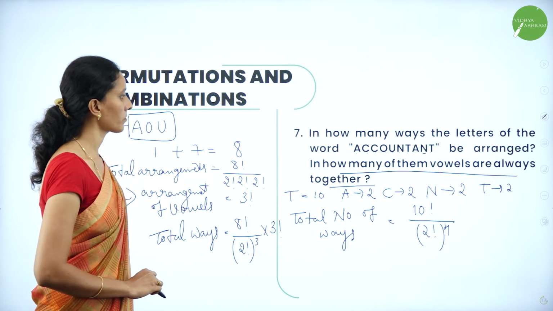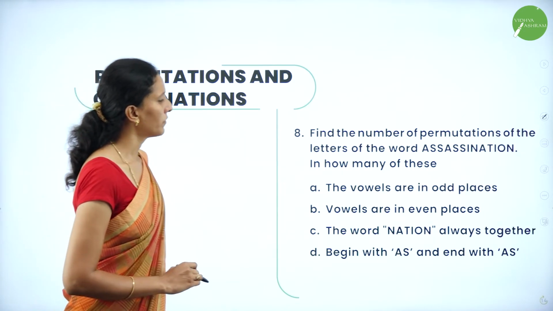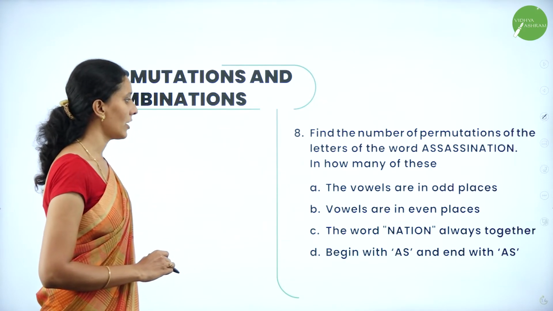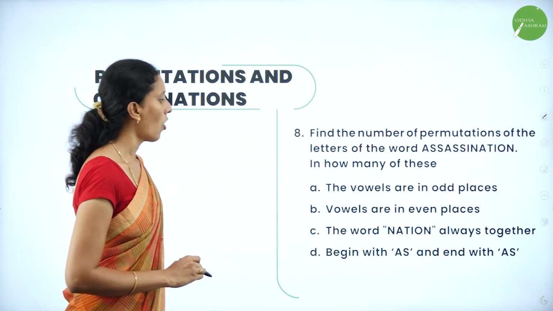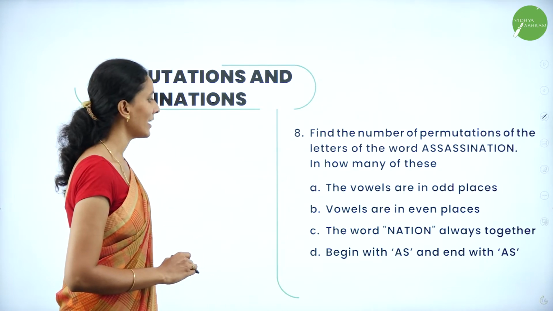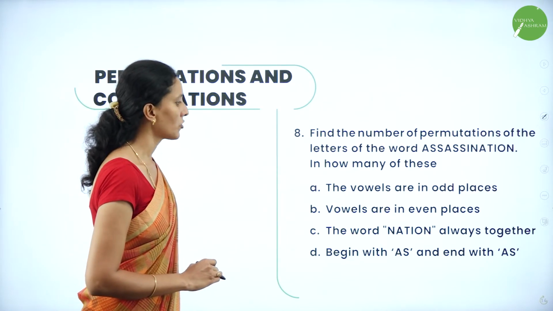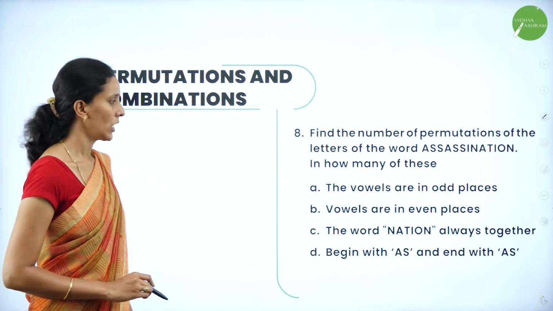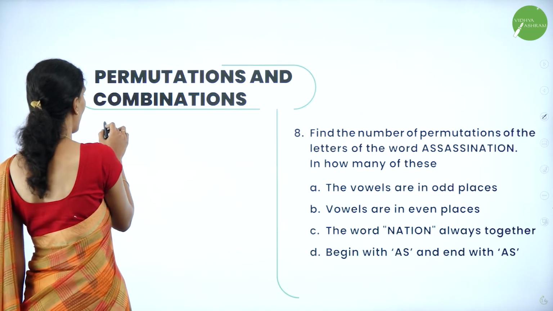Next question. Find the number of words or the permutations of the letters of the word assassination. The vowels are in odd places. Vowels are in even places. The word nation always together. Begin with AS and end with AS. Let me take them first one by one.